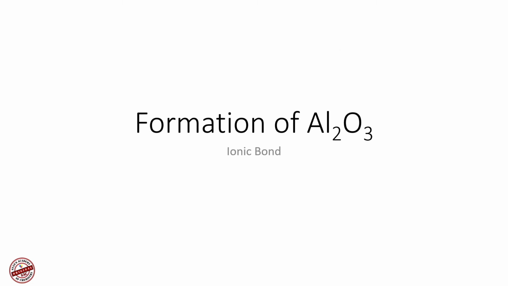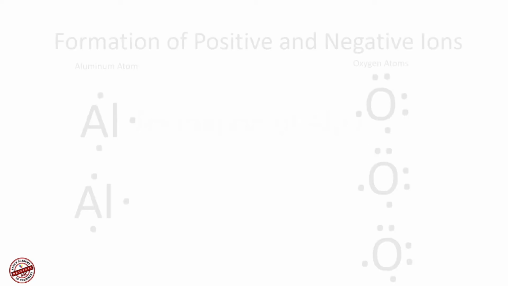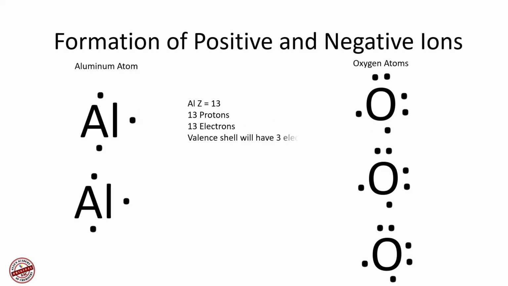Let's look at the formation of aluminum oxide. There are 2 aluminums and 3 oxygens here. Aluminum atomic number is 13. 13 protons, 13 electrons. Therefore, the valence shell will have 3 electrons. 2 electrons in the first shell, 8 electrons in the second shell, 3 electrons in the third shell. Therefore, 3 dots surrounding aluminum. In the formula, there are 2 aluminum atoms. Therefore, 2 aluminums are drawn. So totally, there are 6 electrons in 2 aluminums together.